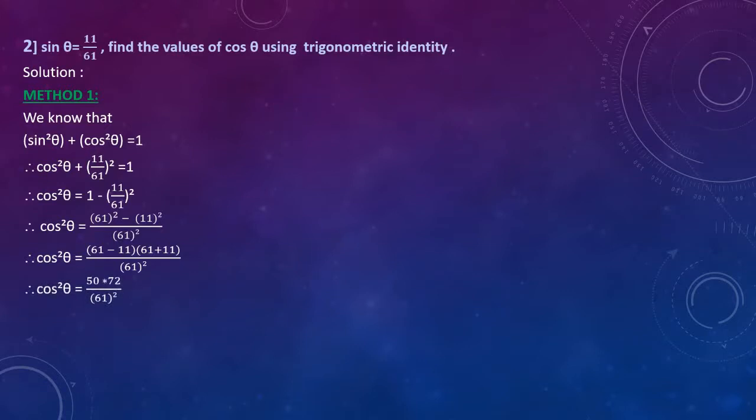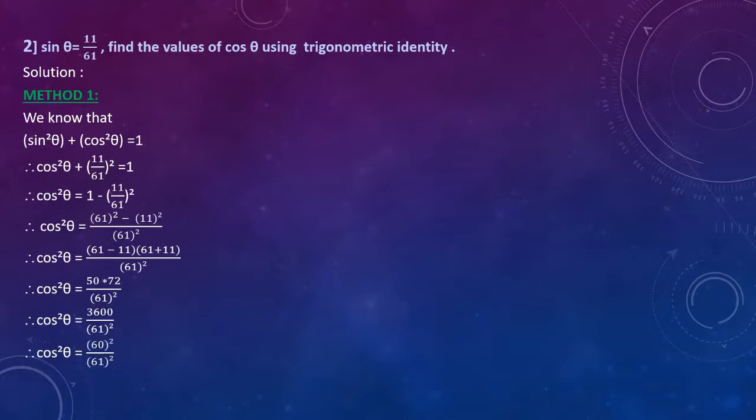So therefore cos square theta is equal to, now 61 square minus 11 square is like a square minus b square. So the formula of a square minus b square is a plus b multiplied by a minus b. So therefore we get 61 minus 11 in one bracket multiplied by 61 plus 11 in second bracket upon the whole 61 square. It is written as it is. Now by solving it further we get therefore cos square theta is equal to 50. 61 minus 11 is 50 and 61 plus 11 is 72. So 50 multiplied by 72 upon 61 square.